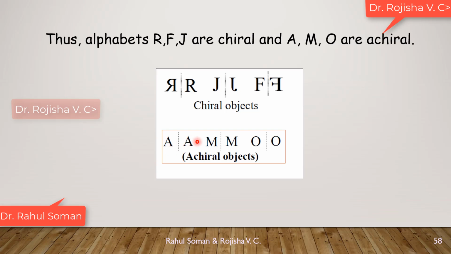So in the case of the letter M, you can put a plane in this direction, no? So the two halves will be similar. The same goes for the letter A also. You can cut that letter like that, and the two halves will be exactly similar. In the case of O, we can have many planes, so many planes are there, so we can get equal halves on either side.